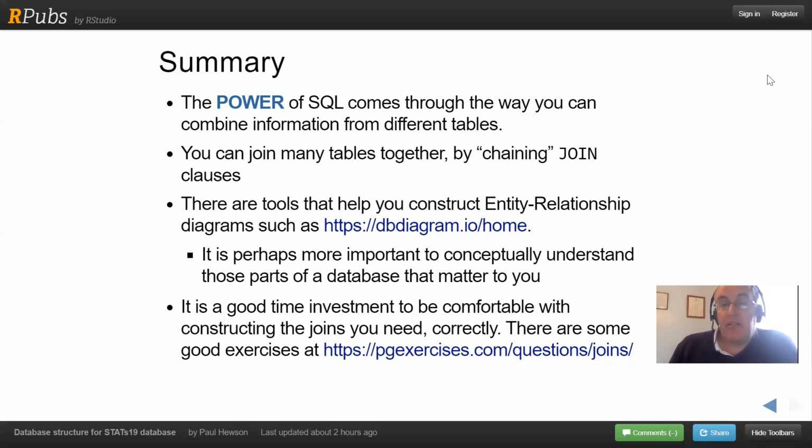There's some really good practice for doing some joins at PG exercises there. But being able to construct joins correctly rather than incorrectly makes all the difference between a powerful analysis and a junk analysis. And it's not just a case of knowing the SQL, but understanding what you want the SQL to do. And I think it's a really good investment of time to get this really clear by doing some practice and really mastering these joins and the relationships.